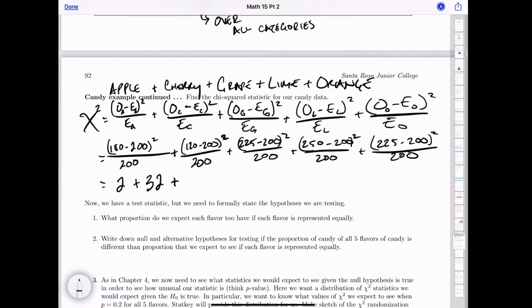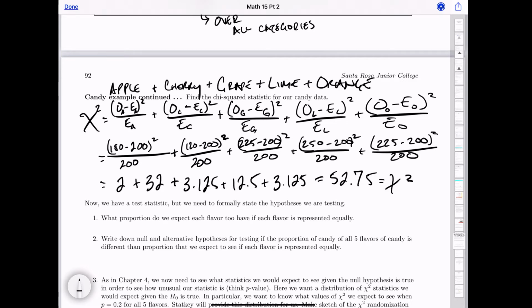Grape, the contribution was 3.125. And our contribution from lime was 12.5. And then orange, same contribution as grape because they were both 225 observed values. So I'm just putting these in my calculator. I'm taking the difference in the numerator, squaring it, dividing by 200. And if I add all these up, I get 52.75. And that is our chi-square statistic.